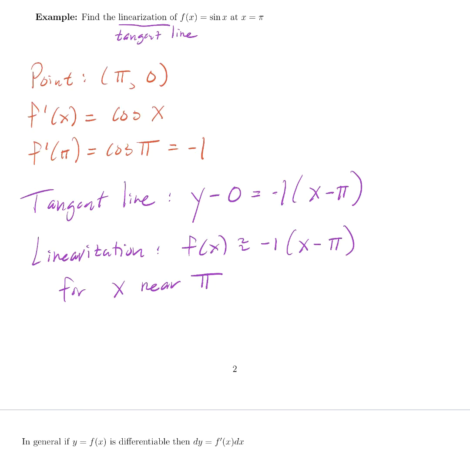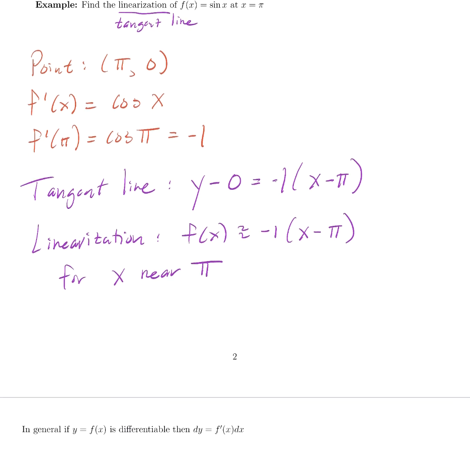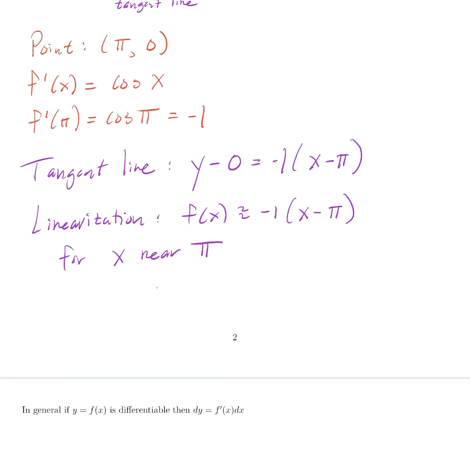So if we wanted to find an estimate for sine of x, since f of x is sine of x, it's approximately -1 times x minus pi for x near pi. So you could evaluate this at 3.2 or something and get an approximate value for sine of 3.2. We'd have to use an estimate for pi, of course, but we could do that.